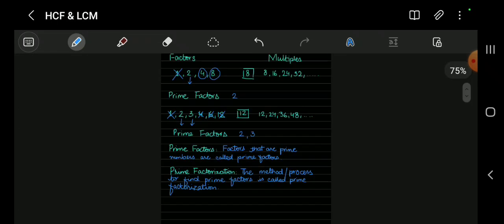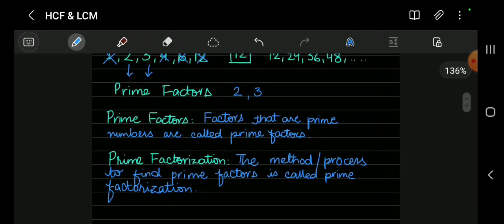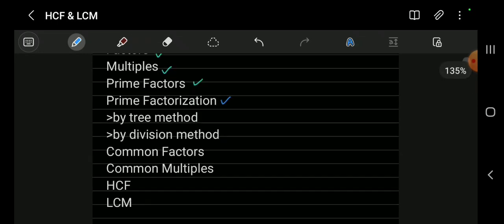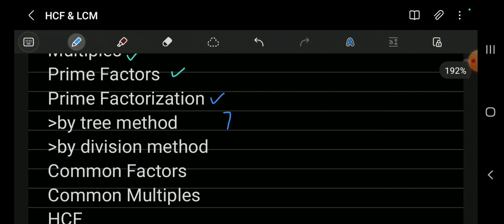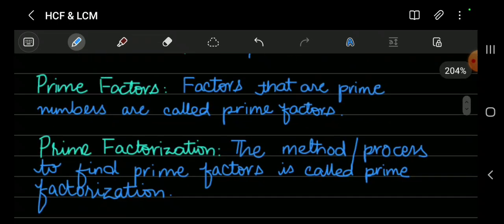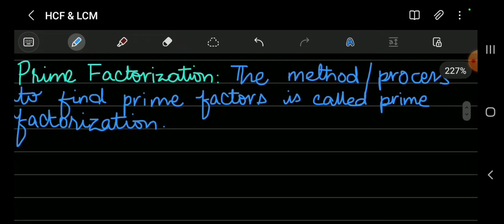Okay, these definitions I'm writing are just for your understanding. Now there are two methods to find prime factors: one is the tree method and one is the division method. Okay, what does prime factorization actually mean?